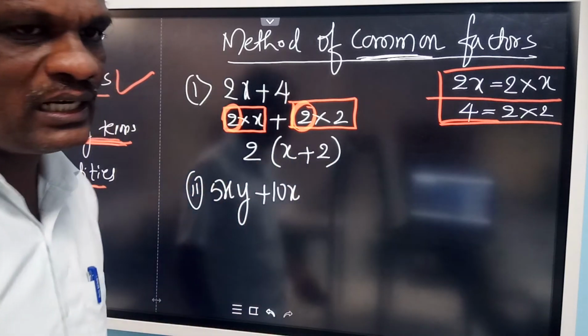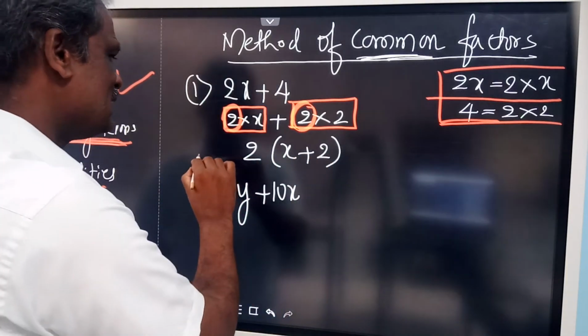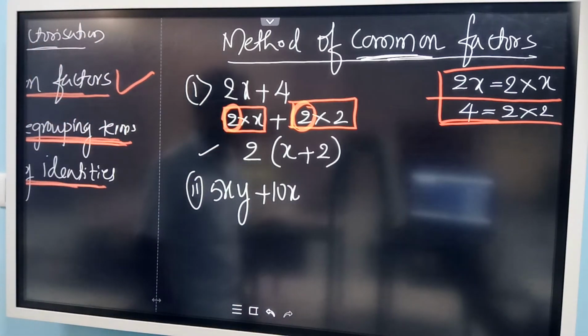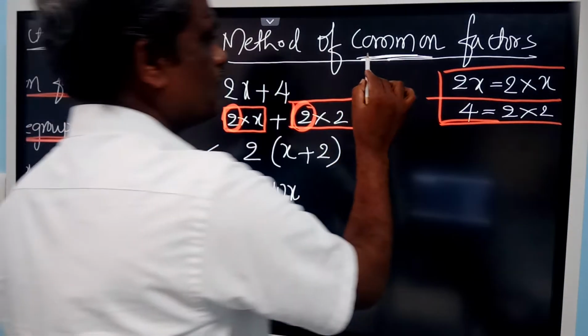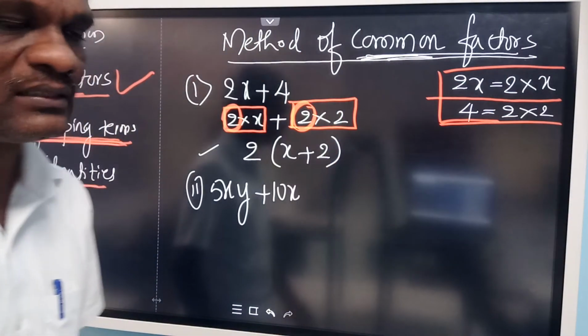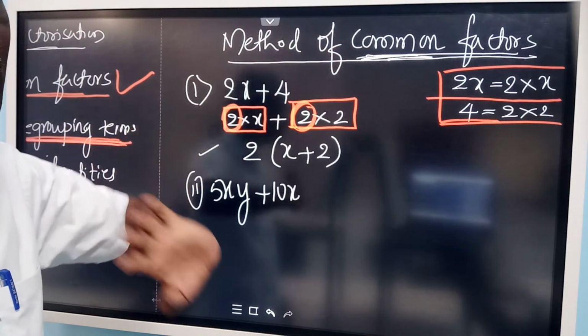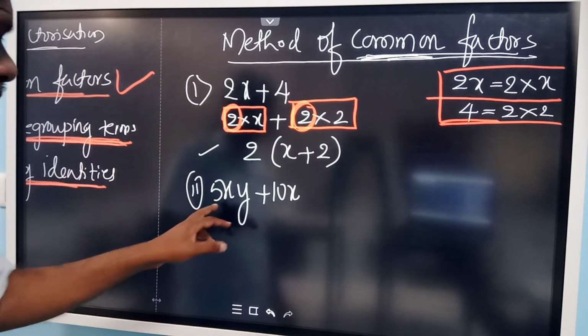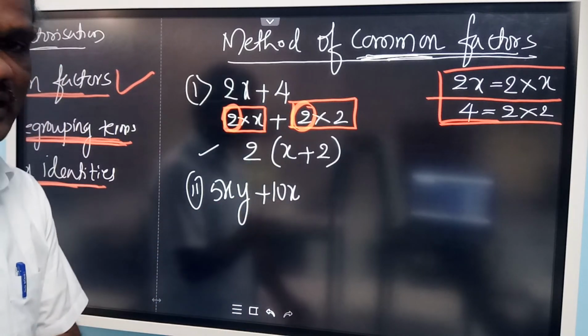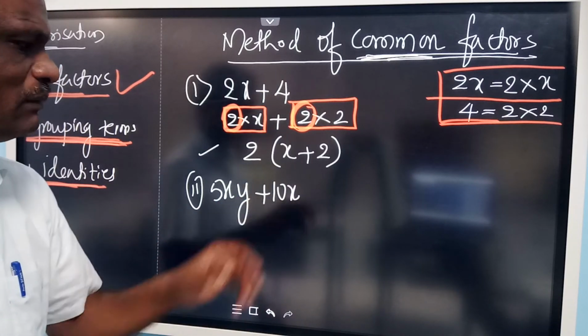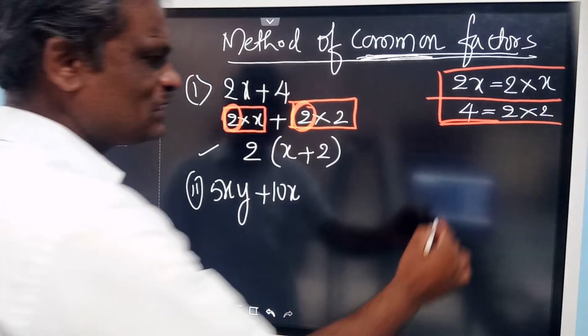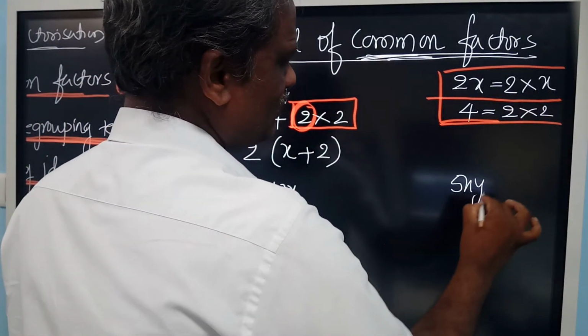2 also cannot be factorized. So this is called a prime factor. This is called factorization by the method of common factors. So we are taking common factor 2. That's why it is called the common factor method. Same way, the second question: 5xy plus 10x. How to factorize this one?